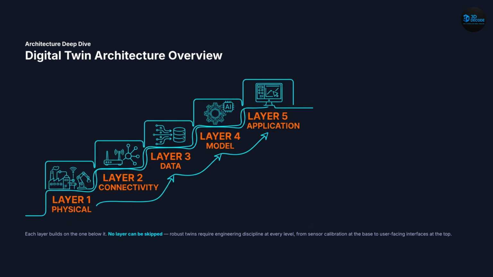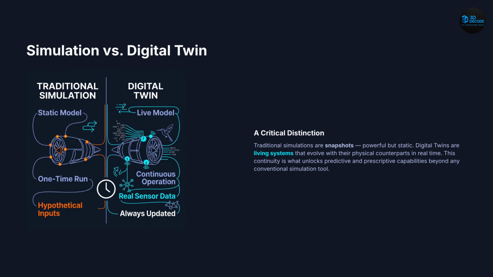Slide 12. Digital twin architecture. A complete digital twin architecture includes sensors, connectivity, edge processing, cloud infrastructure, analytics engines, and visualization interfaces. Slide 13. Digital twin vs. simulation. A traditional simulation is static. A digital twin is alive. It evolves continuously with the physical asset in real time.